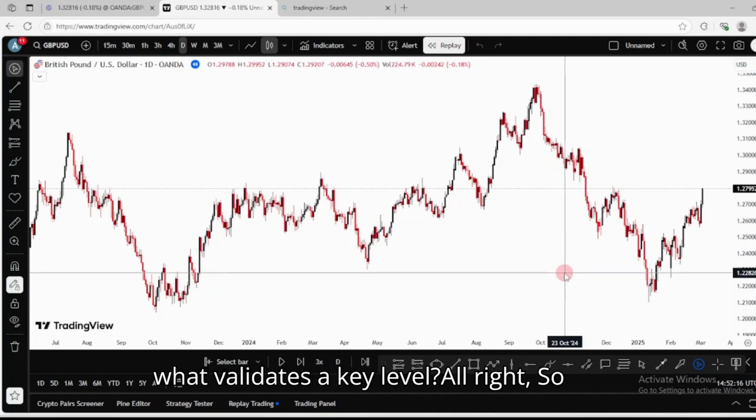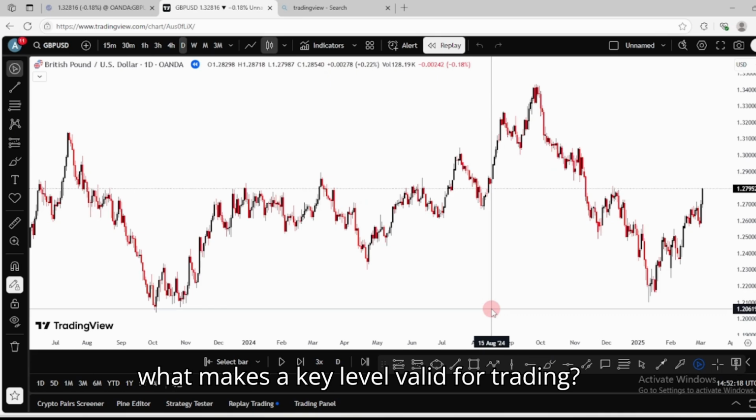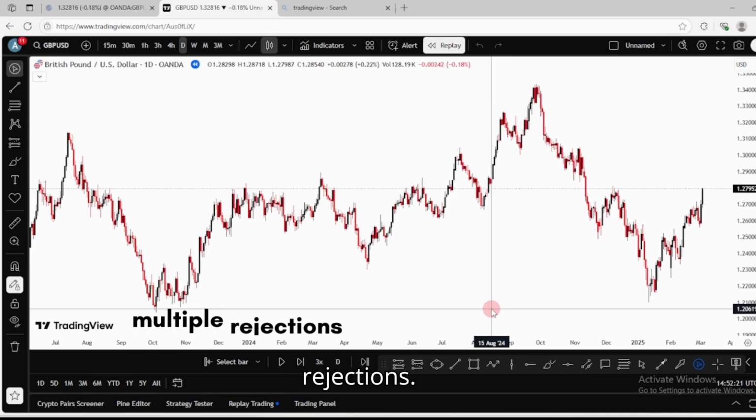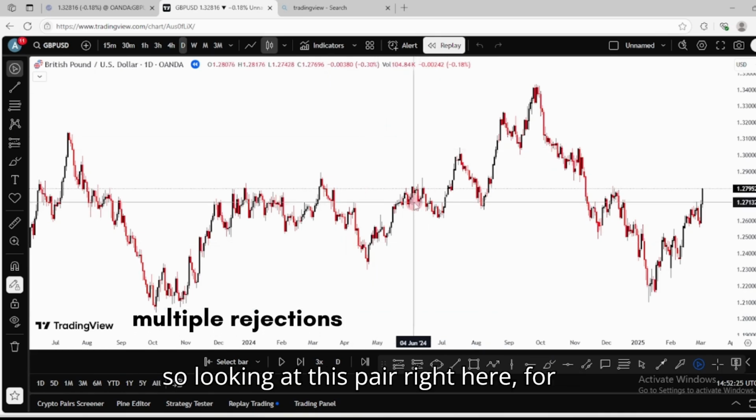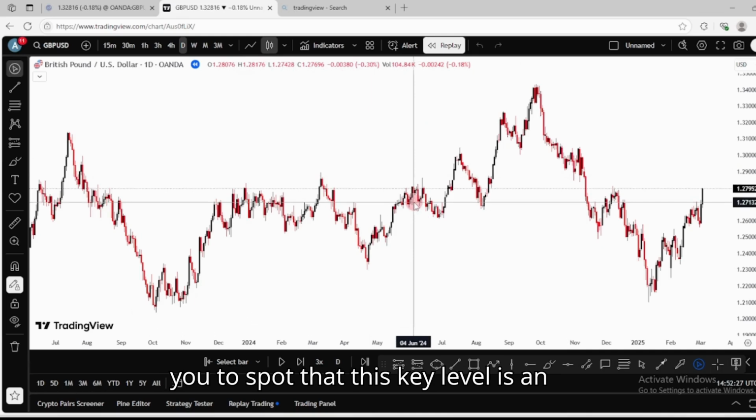So what validates a key level? What makes a key level valid for trading? Multiple rejections. Looking at this pair right here, for you to spot that this key level is an important key level or a strong key level, you need to look out for multiple rejections.